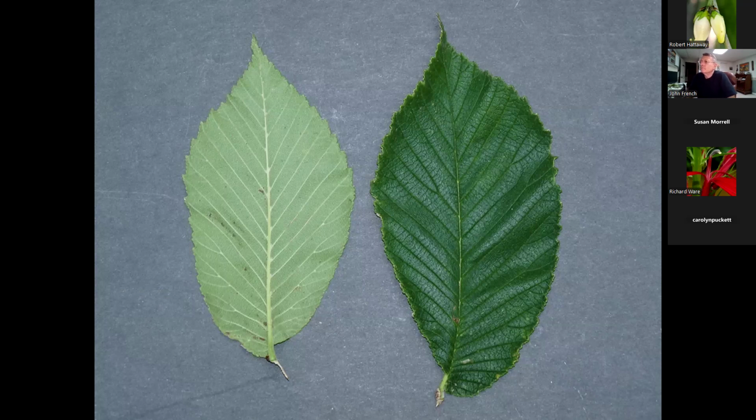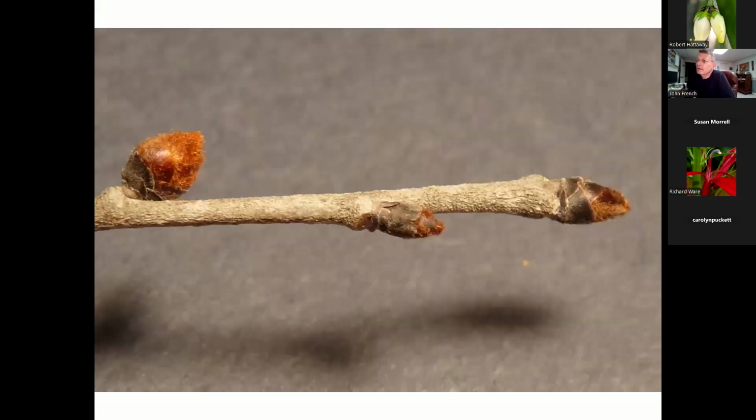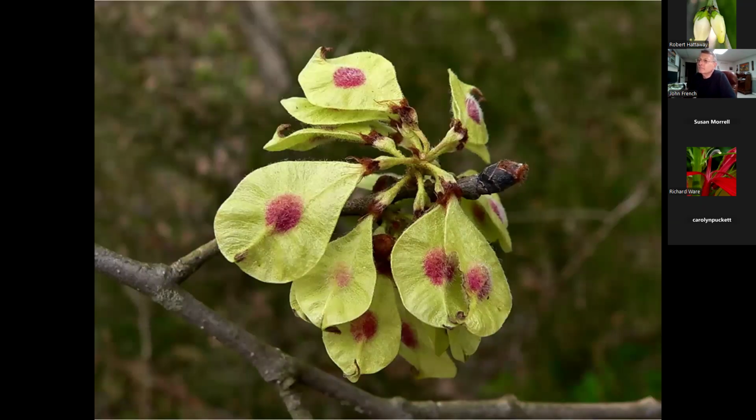Petiole swollen at both ends. No, we know it's not a redbud. Petioles not swollen at both ends. Flowers and fruits not attached to a bract. Not a basswood. That is the fruit right there, not attached to a bract.